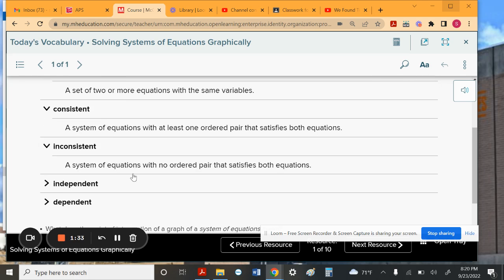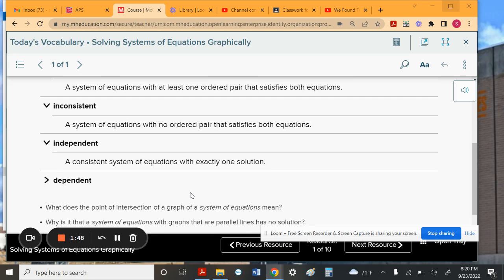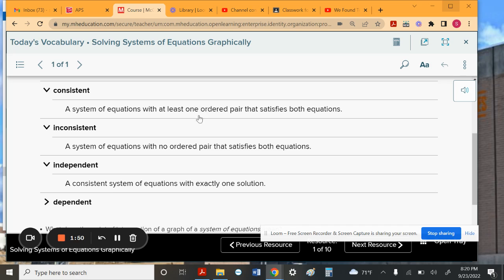Inconsistent means we have a system of equations where they never cross. So in that particular case, the slopes of the two equations would be the same, but the y-intercept would be different. Independent is a consistent system, so they have at least one ordered pair with exactly one solution. So if it's independent, the equations can only cross at one point, not multiple points, but only one point.